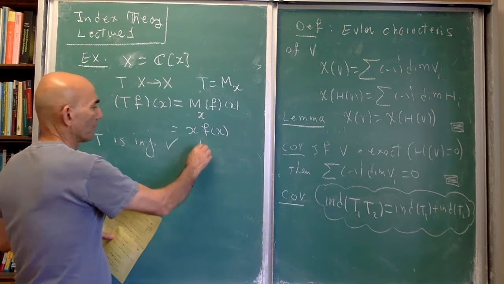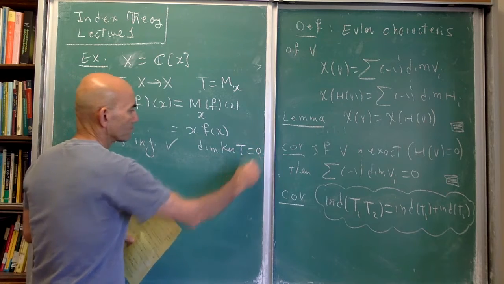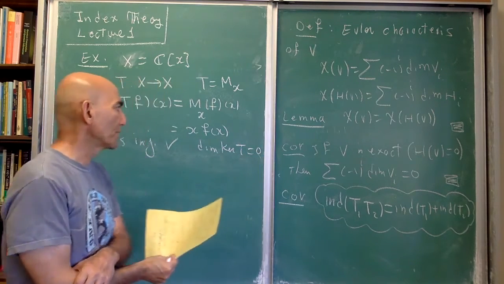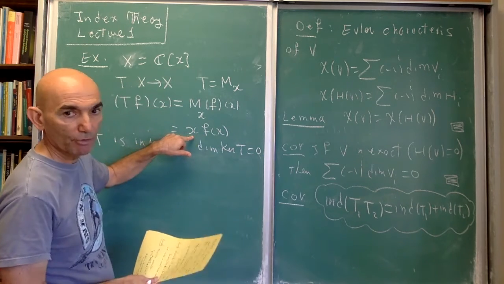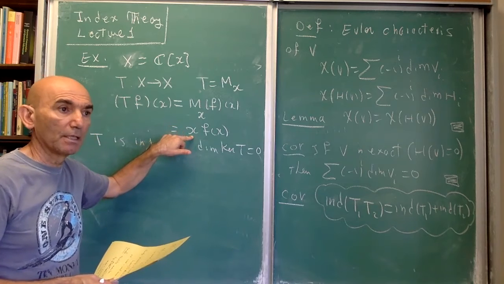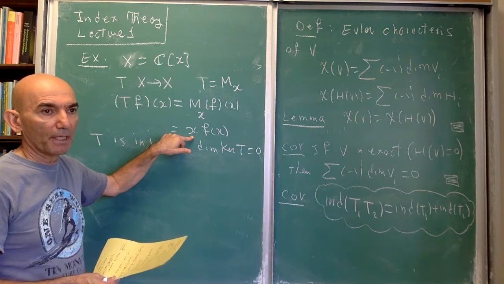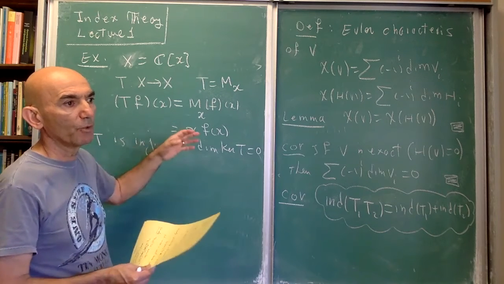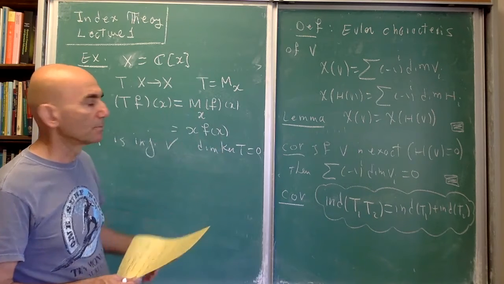So the dimension of the kernel of T is 0. Now, this T is not surjective because it maps into those polynomials that have a factor of X. In other words, it's mapping into polynomials that basically vanish at 0. So that space has codimension 1, because we can write any polynomial as a constant plus a polynomial that has an X term.